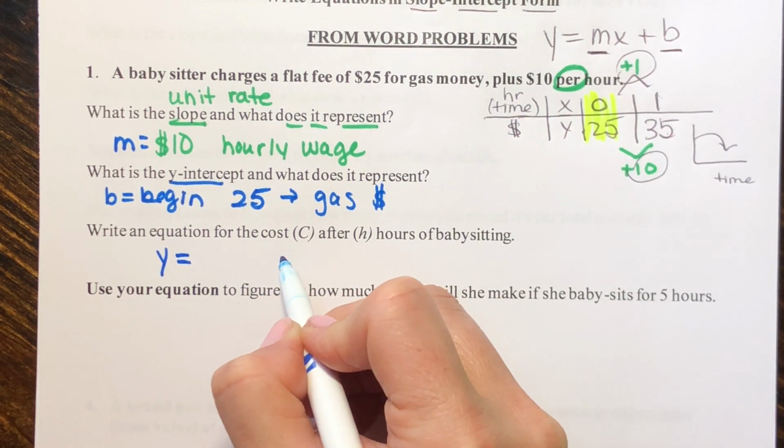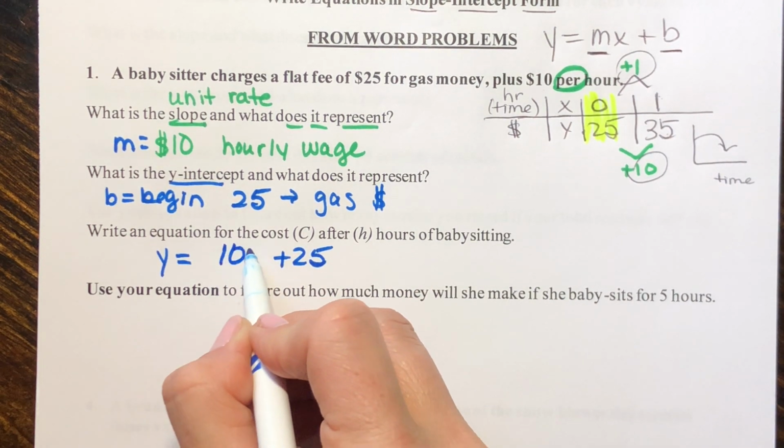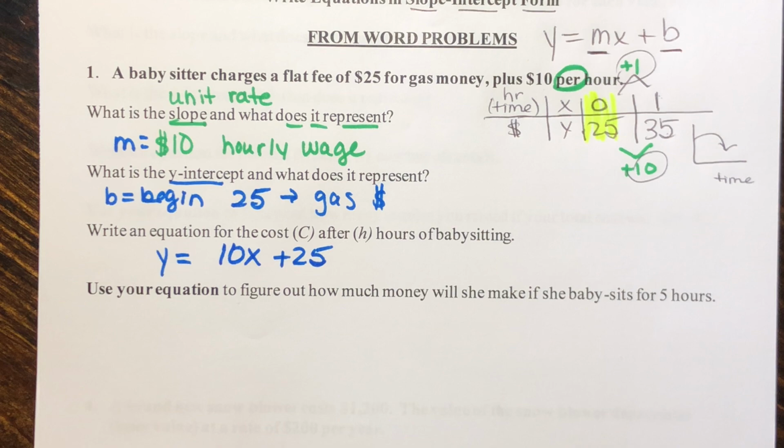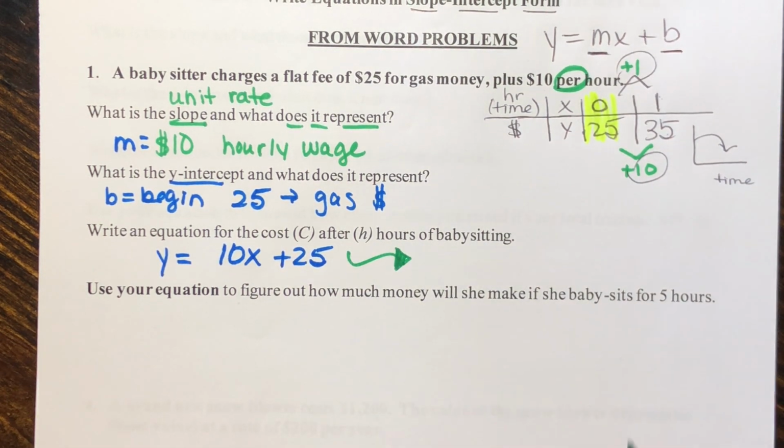So y equals, here's my B, right? It goes at the end. And then I'm making $10 per hour. So we are going to transition into the fancy world of pre-algebra here.